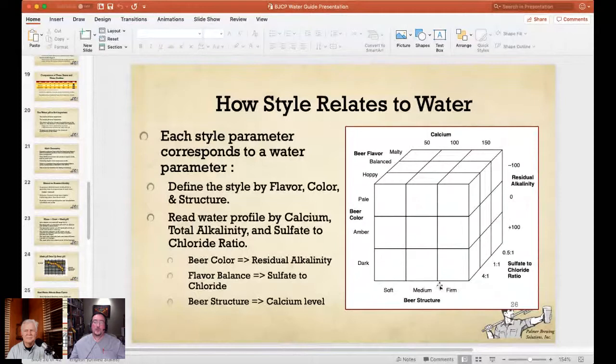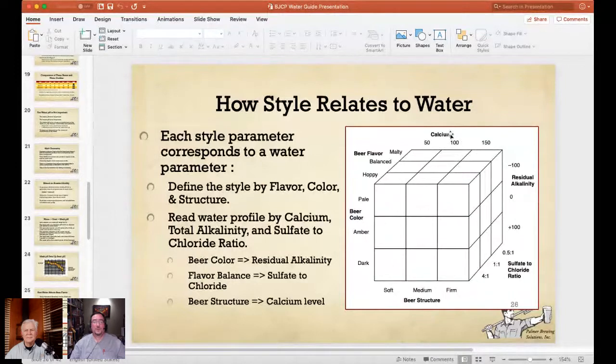And beer structure is of course dependent on your total dissolved solids, your total sulfate and chloride concentrations, but it scales most effectively with your calcium concentration, because, and if you understand water, you'll understand that generally calcium is going to be between 20 to 40 ppm in most water supplies, or lower.